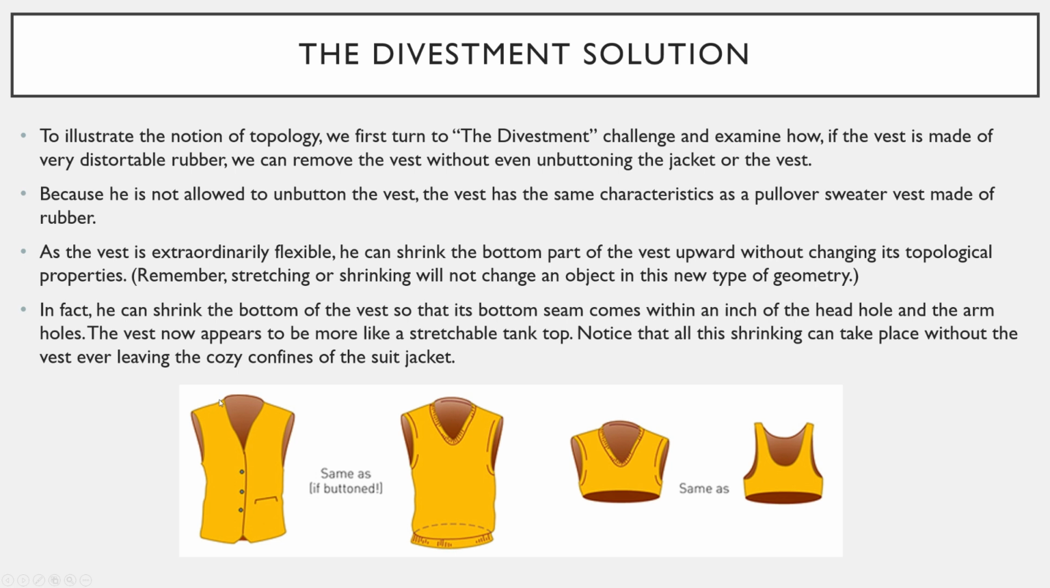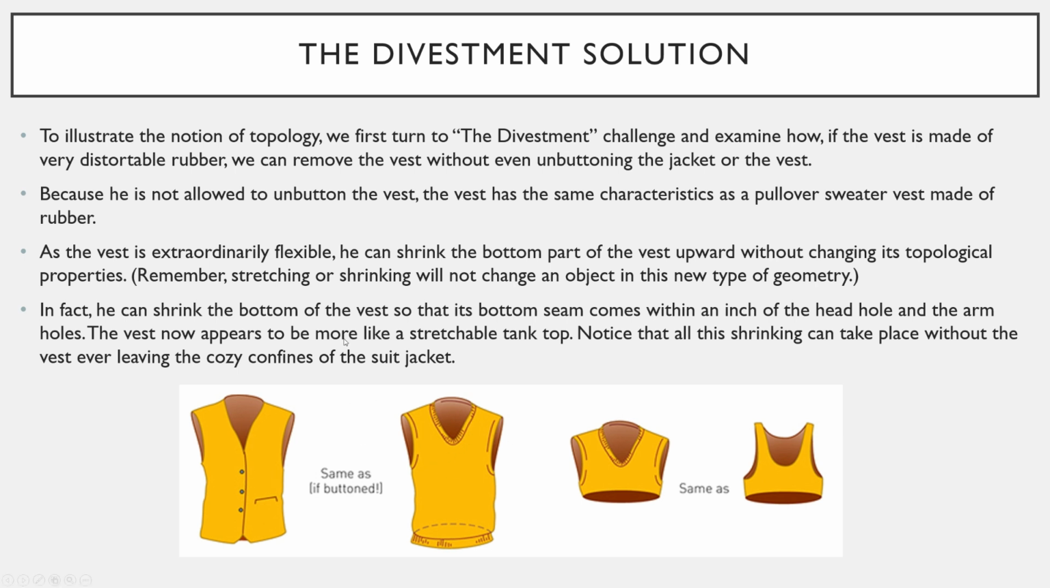To illustrate the notion of topology, we first turn to the divestment challenge. That's what this is called. We examine how, if the vest is made of very distortable rubber, we can remove the vest without even unbuttoning the jacket or the vest itself. Because the author is not allowed to unbutton the vest, it has the same characteristics as a pullover sweater vest made of rubber, something like this.